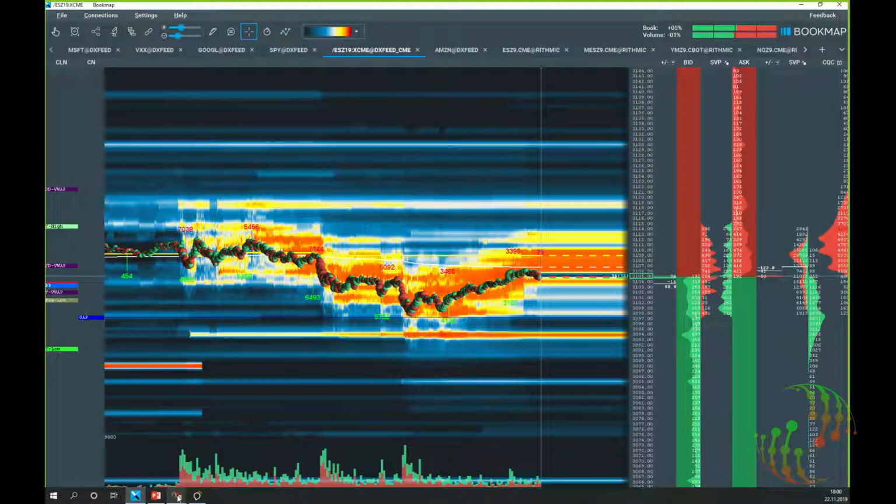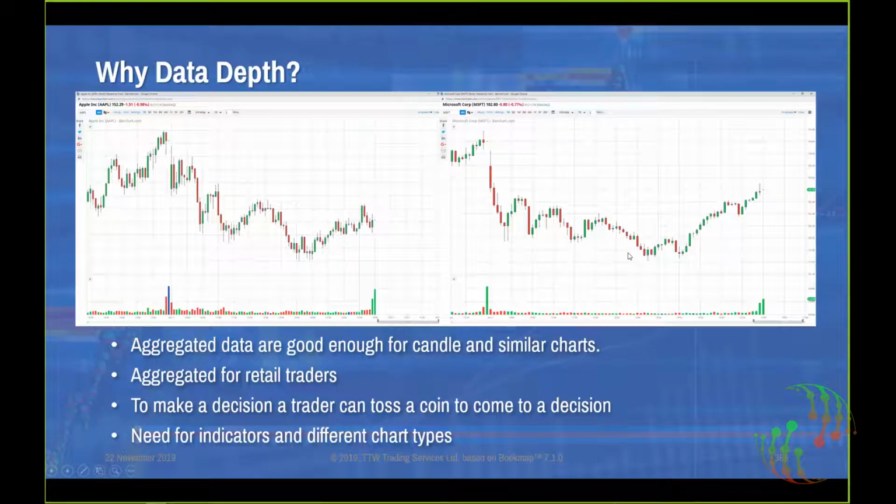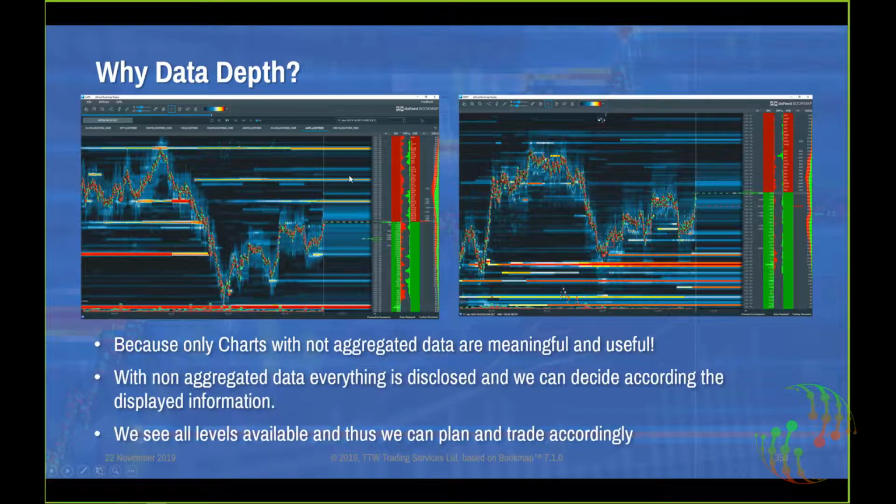In comparison, aggregated data or limited data are good enough for candle and similar charts and for retail traders, and it's absolutely okay if you're working with normal charts. If you are making decisions to trade stocks or futures, you can use all these fine tools we have learned this week without any hesitation, because this is all true when the data which comes in is high quality data.